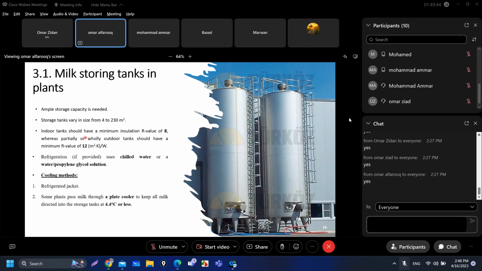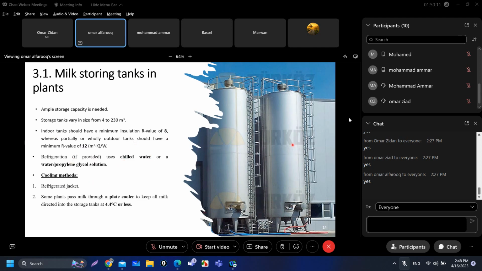Okay, the indoor tanks should have a minimum insulation R value of 8, whereas outdoor tanks should have an R value of 12. R value here is the thermal resistance. If we have high thermal resistance, it means that it is more difficult for the heat to be gained by the milk from the surroundings.